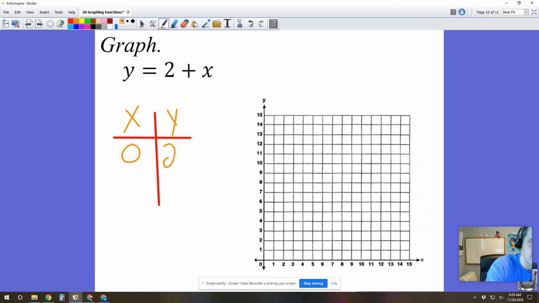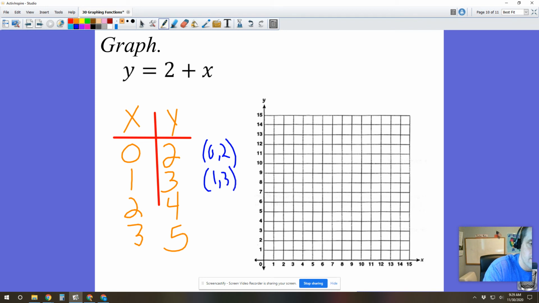2 plus 0 is 2. When I input a 1, 2 plus 1 is 3. When I input a 2, 2 plus 2 is 4. And when I input a 3, 2 plus 3 is 5. So now I'm graphing the ordered pairs (0, 2), (1, 3), (2, 4), and (3, 5).